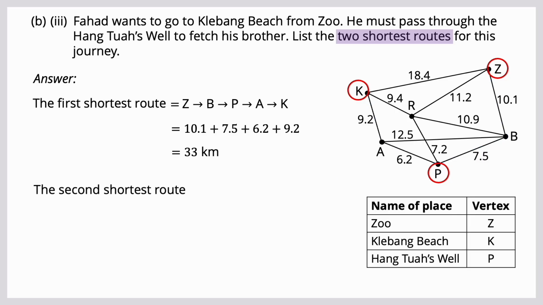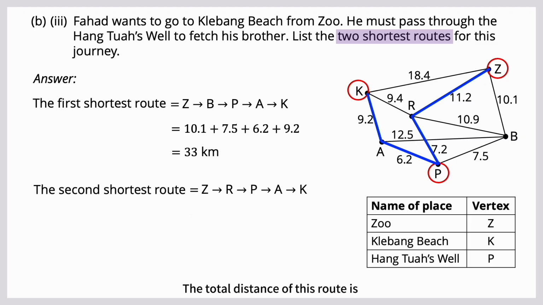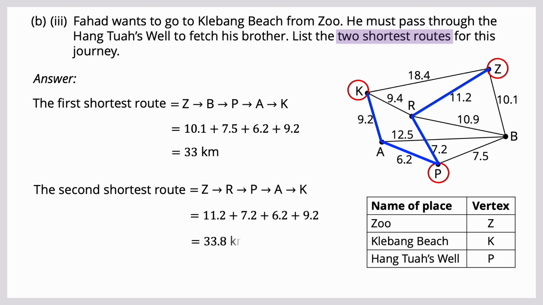The second shortest route. From Z to R. From R to P. From P to A. From A to K. The total distance of this route is 11.2 plus 7.2 plus 6.2 plus 9.2 equals 33.8 km. These are the shortest ways to connect the Klebang Beach from Zoo through Hang Tua as well.